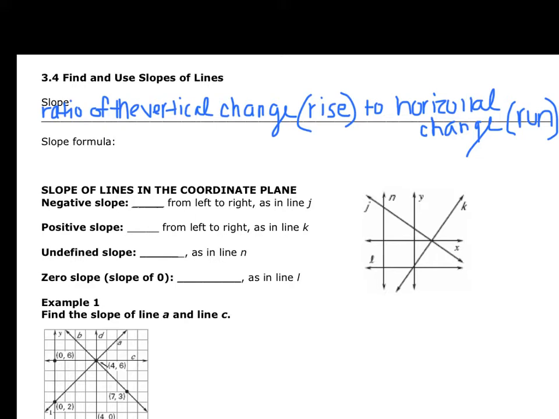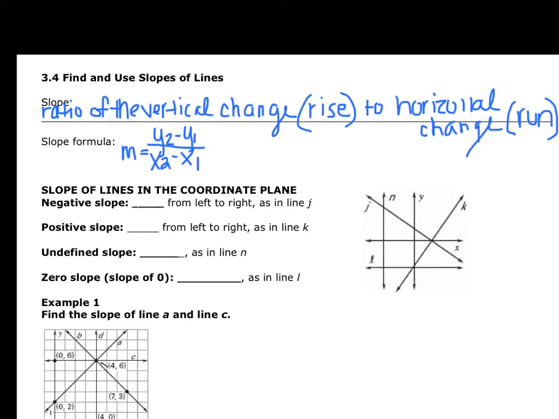Rise vertical, run horizontal. In ratio, again, don't get scared of the word ratio. That basically just means it's a fraction, like you're putting the vertical change on top, then the horizontal change on the bottom. The slope formula, which can always be found on your star chart, is the change vertically, so that's the rise, so you're figuring out the difference from one y to the other, so y2 minus y1 over x2 minus x1. So that's the slope formula. Like I said, you always have it on your star chart.